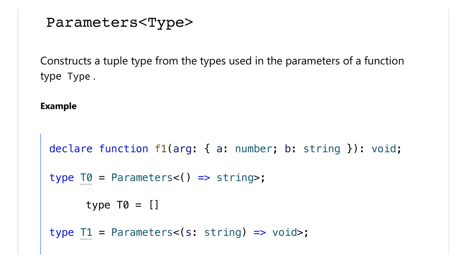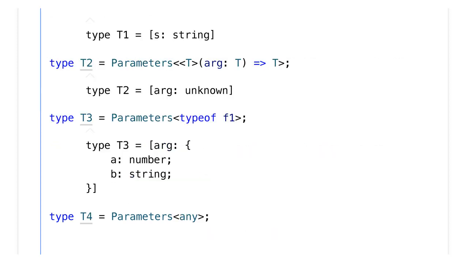Parameters<Type> constructs a tuple type from the types used in the parameters of a function type. Example: declare function f1(arg: { a: number; b: string }): void; type T0 = Parameters<() => string>; type T0 = []. type T1 = Parameters<(s: string) => void>; type T1 = [s: string]. type T2 = Parameters<<T>(arg: T) => T>; type T2 = [arg: unknown]. type T3 = Parameters<typeof f1>; type T3 = [arg: { a: number; b: string }].